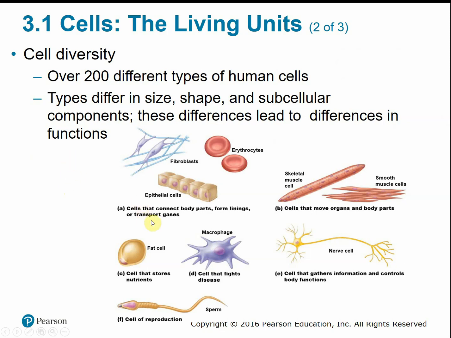So we can have some cells, like epithelial cells and blood cells, that connect different body parts or form linings and transport gases. We have some cells, like muscle cells, that can move organs or move body parts. We have cells that store nutrients, like fat cells, cells that fight off diseases, like our immune system cells. We have nerve cells that can gather information and control other body functions. And then we have cells capable of reproduction, like the sperm and the egg.